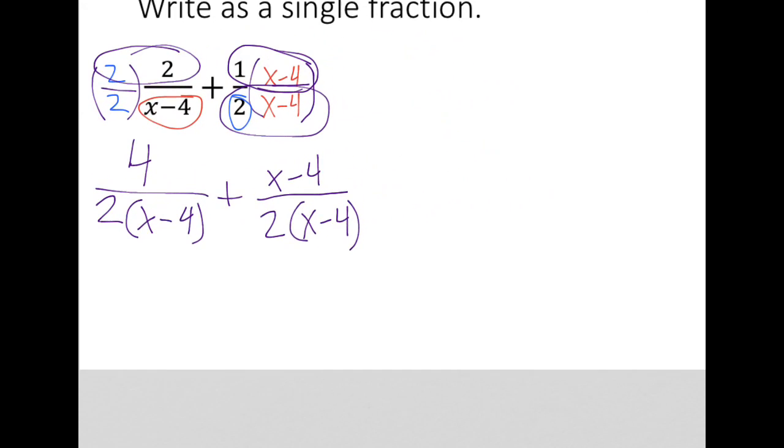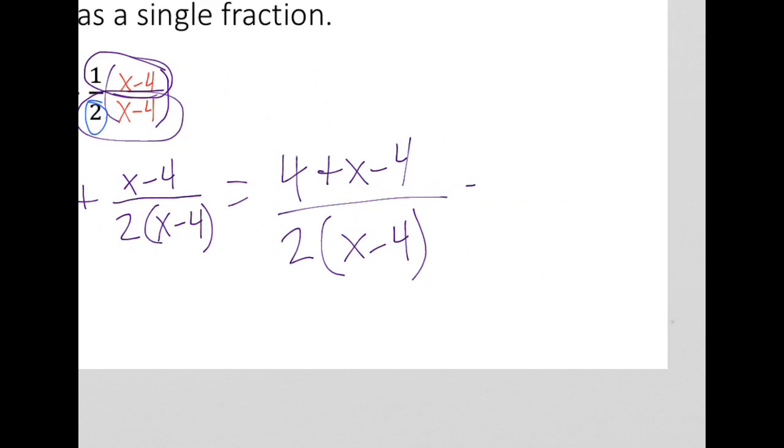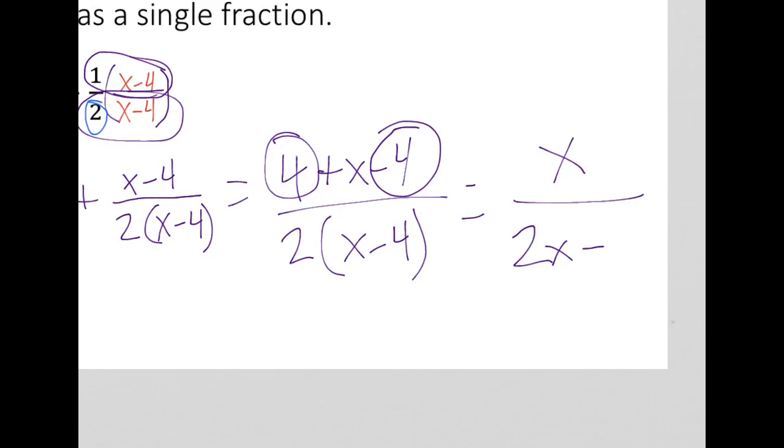The whole point was that now I can write this as 4 plus x minus 4 over 2 times x minus 4 as a single fraction. I could simplify this further. Notice I have a positive 4 and a negative 4 there. So they are going to eliminate each other, and we will get x over 2x minus 8.